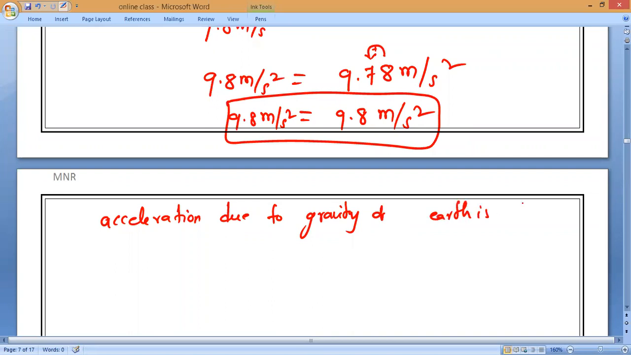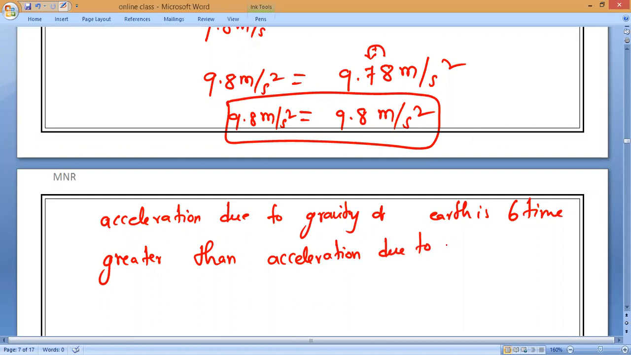So, can I say the acceleration due to gravity of Earth is 6 times greater than whom? Mitakshri? 6 times greater than the acceleration due to whom, guys? The moon. Gravity of the moon. That's all. Understand, everybody?